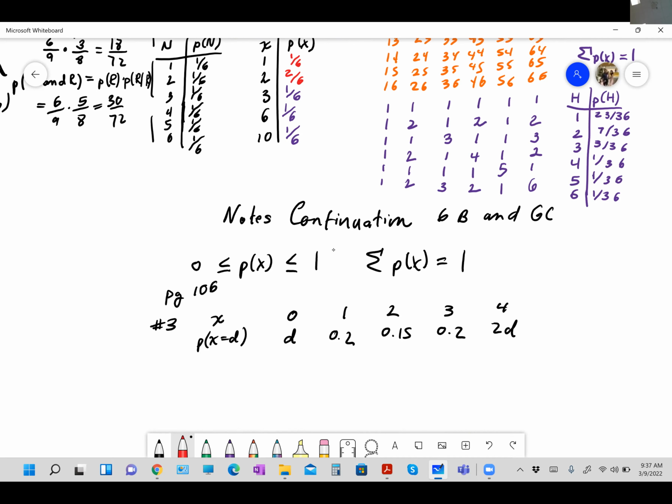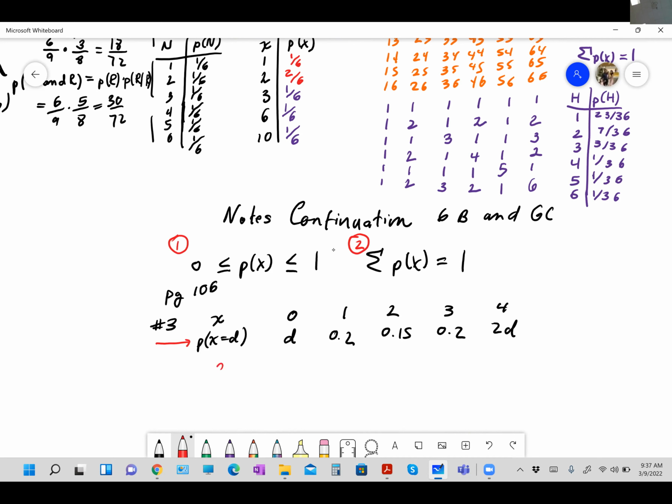What do you know about P of X? What do we know about P of X? Tell me two things you would know. There's two things I've mentioned, there's 1 and there's 0. What will you do? Well, just think about it. What do you think this has to add up to?